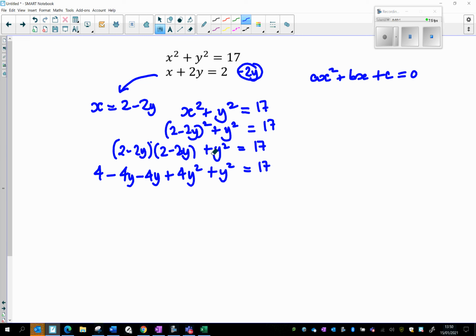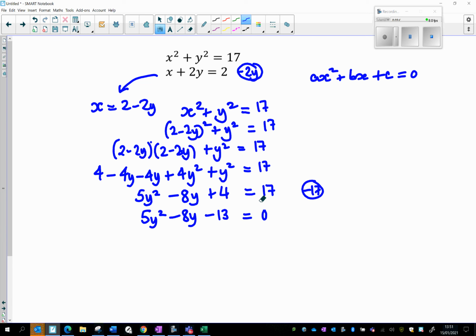Now simplify the left-hand side. Well, I'm going to put the y squareds first, so that gives me 5y squared, and I've got minus 8y plus the 4 is equal to 17. And the only thing that I now need to do is make the right-hand side 0 by subtracting 17 from both sides. So that's going to give me 5y squared minus 8y, and then 4 minus 17 is minus 13, is equal to 0. Okay, now your job is to factorize that.